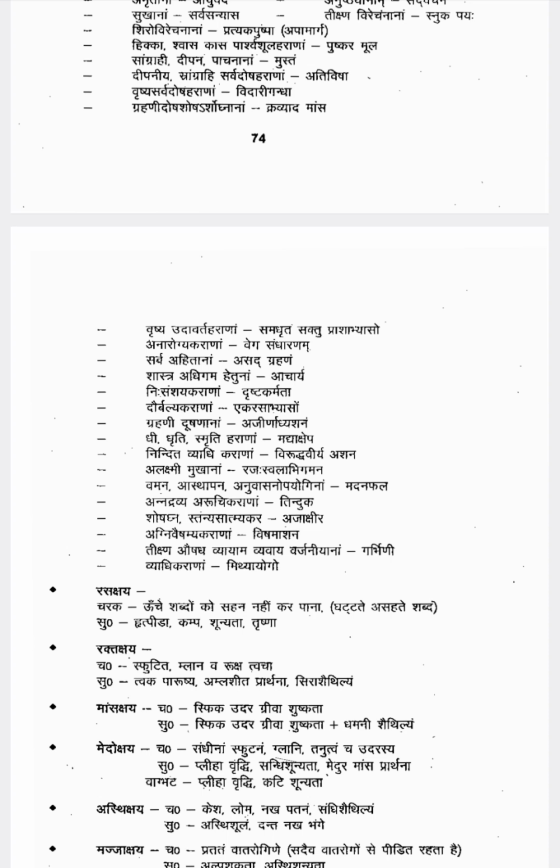Then Agni Vaishyamya is Vishamashana. Okay, so these type of questions you can get. Agni Vaishyamya, Grahani Dushana. Okay. Because Agni Vaishyamya is done by Vishamashana, Grahani is getting vitiated by Ajirna Adhyashana. Then Tikshna Aushada, Vyayama, Vyavaya Varjana, that should be done for Garbhini. Okay, Garbhini, they should not take Tikshna Aushada, they should not do Vyayama, they should not do Vyavaya. Vyadi Karana Mithya Yoga. Because of the Mithya Yoga, we can get Vyadi. Okay, so these are the Agriya Dravya, very, very important. Any one of the thing will usually ask in the exams.